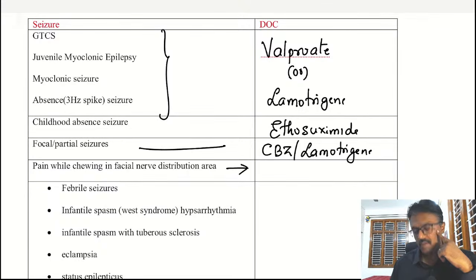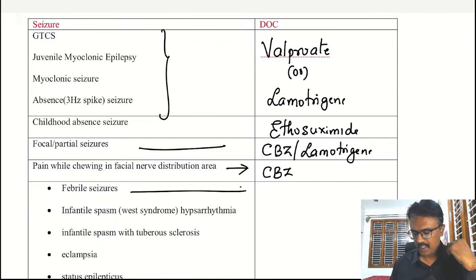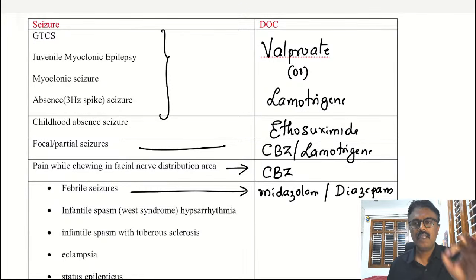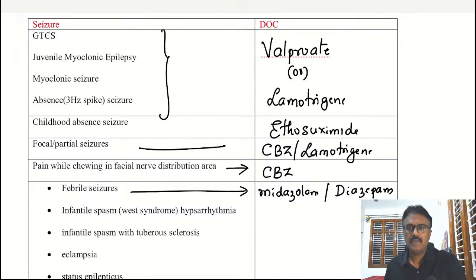Pain while chewing in facial nerve distribution is trigeminal neuralgia. The drug of choice is carbamazepine. Febrile seizures, we use midazolam, and we give midazolam in the nose, intranasal, or we use diazepam, and that is rectal. So midazolam is given intranasal, or diazepam, which is given rectal.